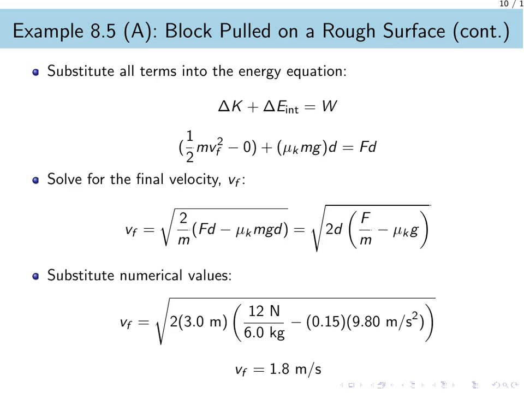Algebraically, v sub f equals the square root of the quantity 2 times d multiplied by the quantity F over m minus mu sub k g. Plugging in our numerical values, we get v sub f equals the square root of 2 times 3.0 meters times 12 newtons over 6.0 kilograms minus 0.15 times 9.80 meters per second squared. This gives a final speed of 1.8 meters per second.